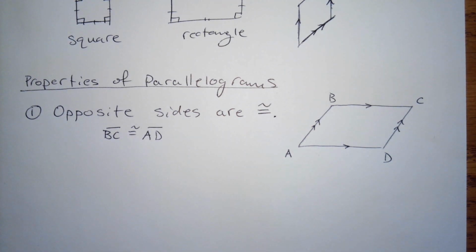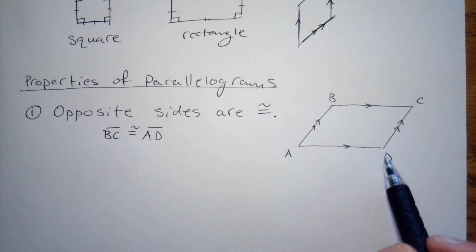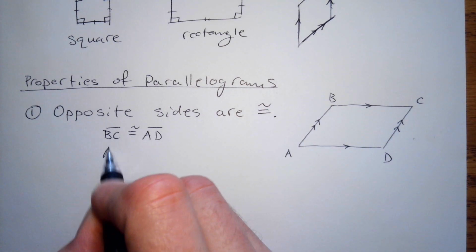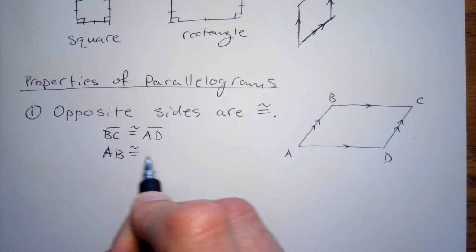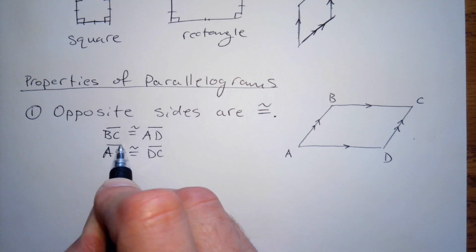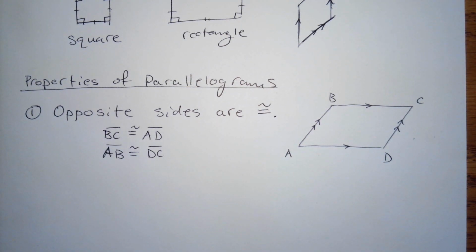Just look on the board. And what else? What other sides are opposite? AB and DC, yeah. AB and DC, they're opposite each other. So AB is congruent to DC. So that's all that means. Opposite sides are congruent.